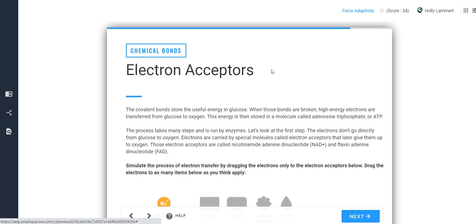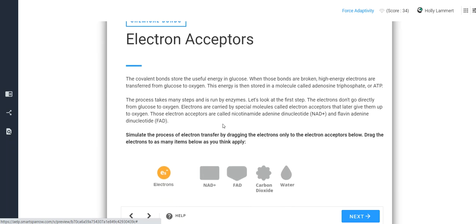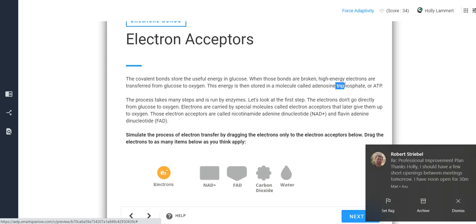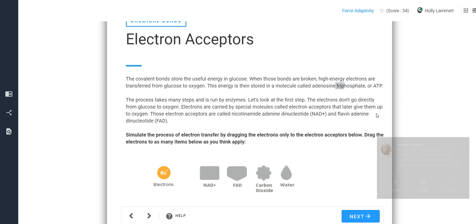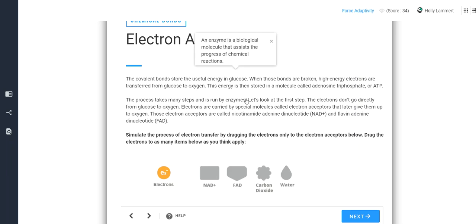All right, electron acceptors. A covalent bond stores the useful energy in glucose. When these bonds are broken, high-energy electrons are transferred from glucose to oxygen. This energy is then stored in a molecule called adenosine triphosphate. And if you want to break any of this down, you might look for the word tri. So how many phosphates do you think there are? There are three. The process takes many steps and is run by enzymes.